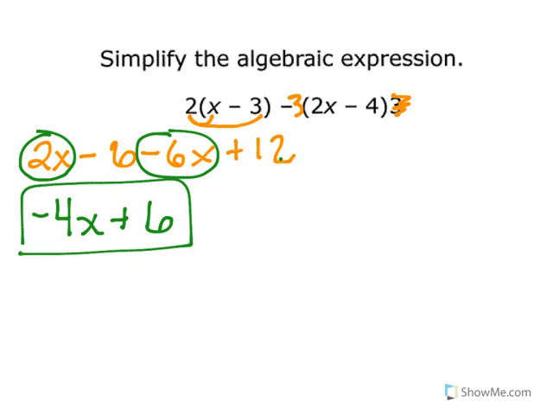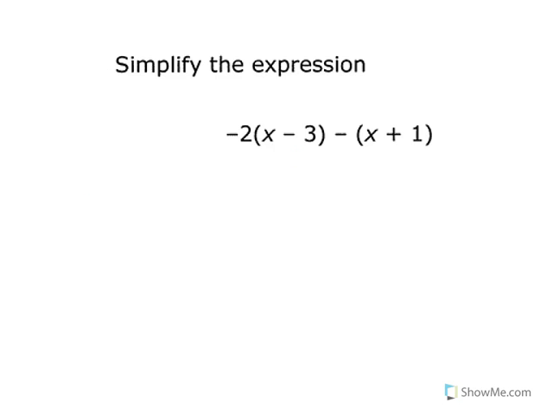Let's do one last problem. Simplify the expression. Okay, so we're going to start. Negative 2 times x is negative 2x. Negative 2 times negative 3. I always put that minus as the negative with that next number. So negative 2 times negative 3 is positive 6.